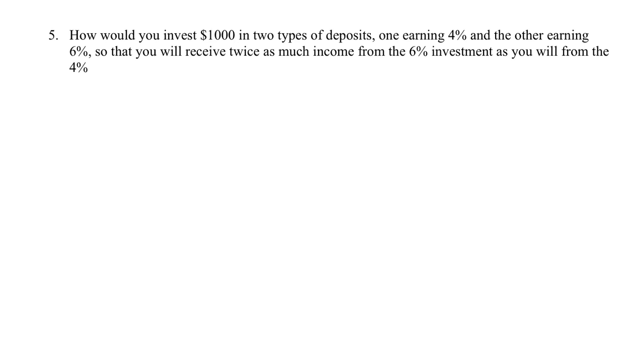Okay, we're back. So the question says, how would you invest $1,000 in 2 types of deposits? One's going to earn 4%, the other earns 6%. Those would be quoted per year. We have to figure out how to split up that 1,000 so that we will receive twice as much from the 6% investment as what we receive from the 4. So whatever amount of money we make in interest has to be double in the 6% investment than what we would get in the 4.